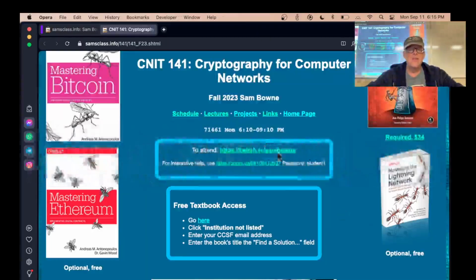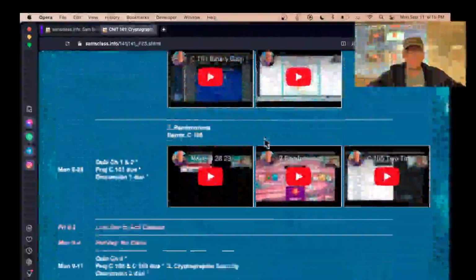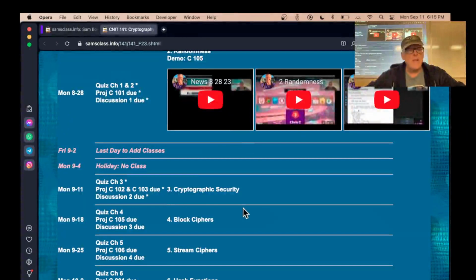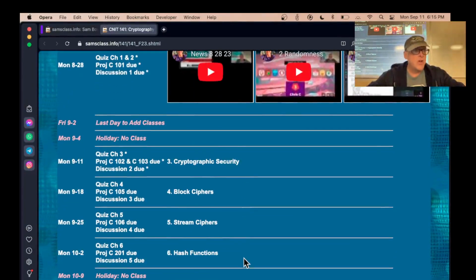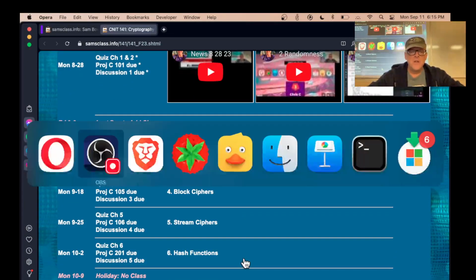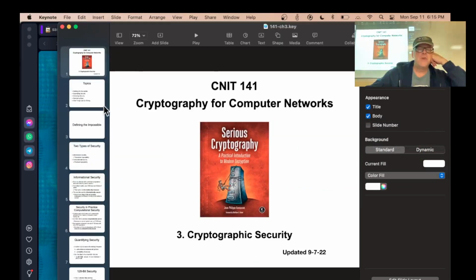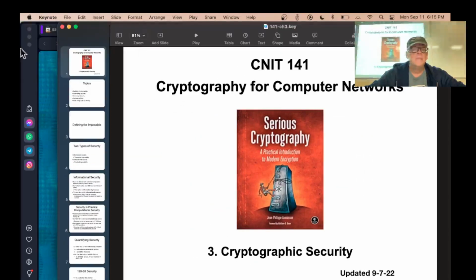So here we are. This is 141 Cryptography, and we're down to the third chapter, which is explaining what cryptographic security is, and then we'll start going into detailed ciphers. So that should be here. All right, so cryptographic security, let me clean this up a little.